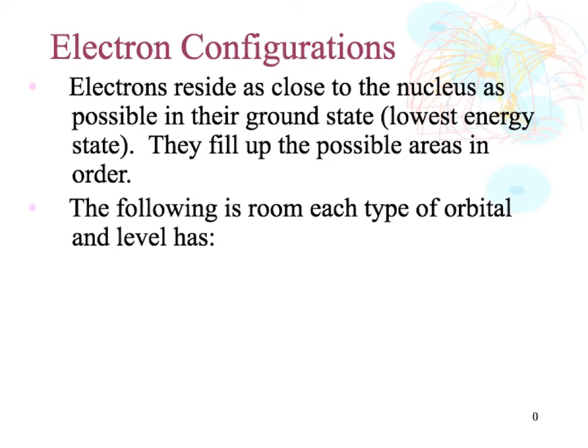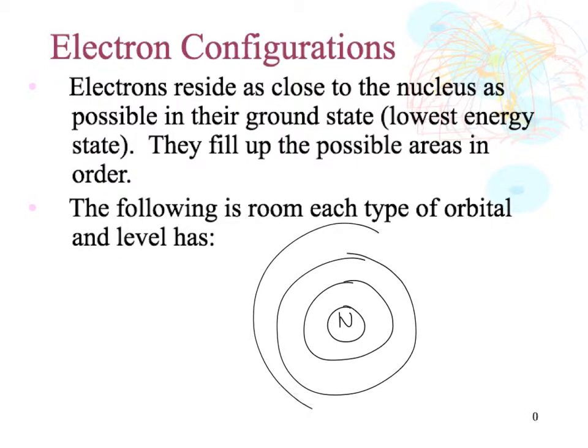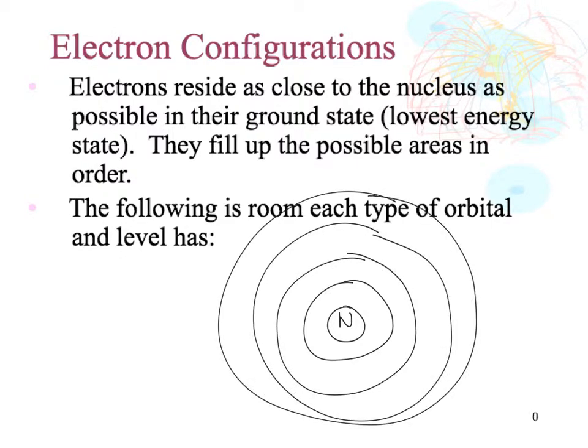Okay, Bohr's model of the atom. We have n equals 1, n equals 2, n equals 3, n equals 4. That's 1, 2, 3, and 4, little n. And those are the principal energy levels or shells.